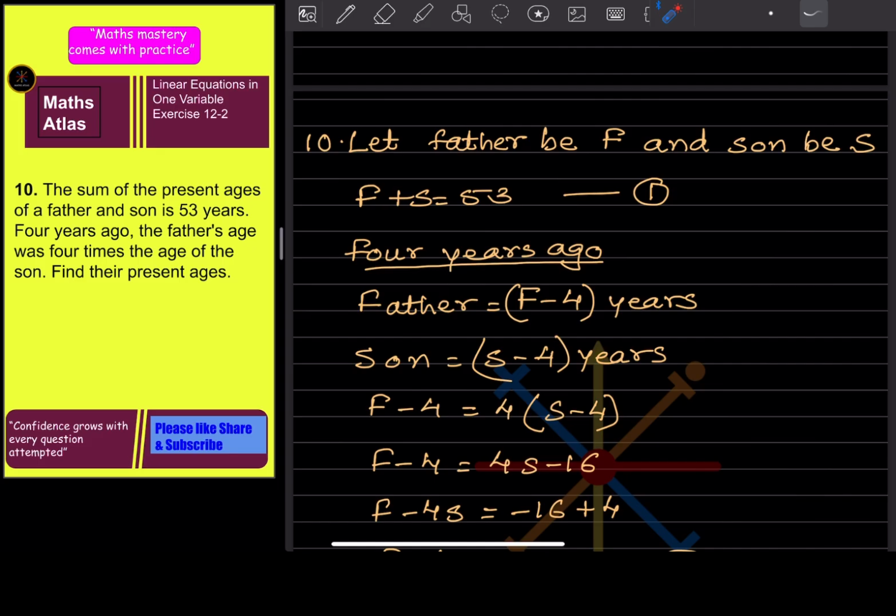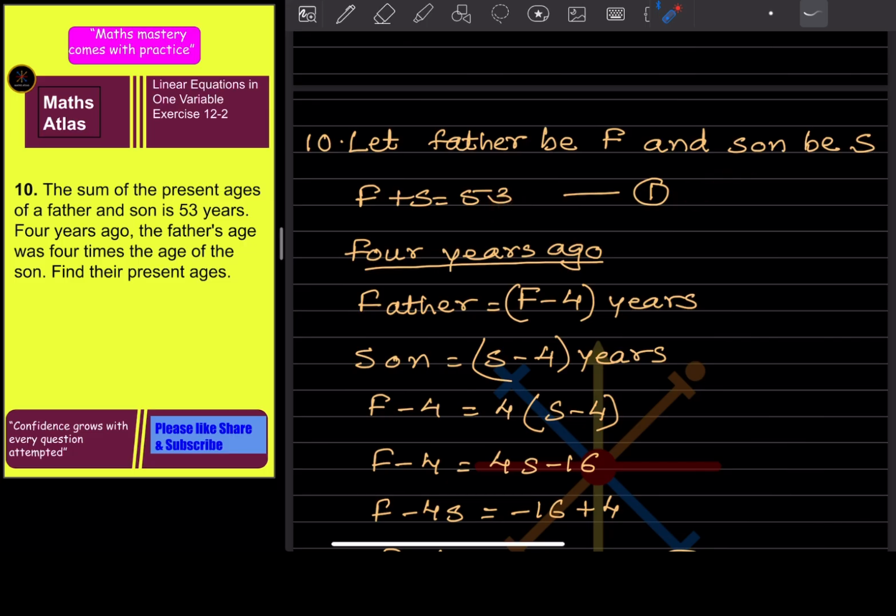So we'll consider, let father be F and the son be S. So they said the sum of the present ages of the father and son. Father means F and son means S, we are going to add F plus S, and that is 53 years, means F plus S is equal to 53. We can consider this as equation number 1.